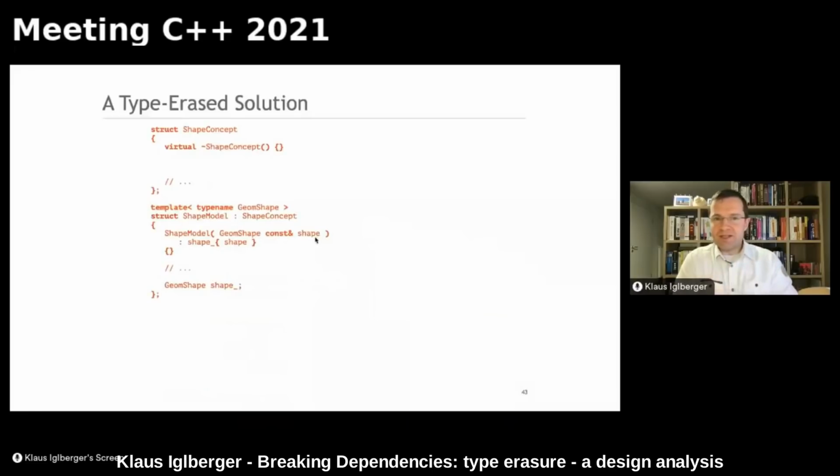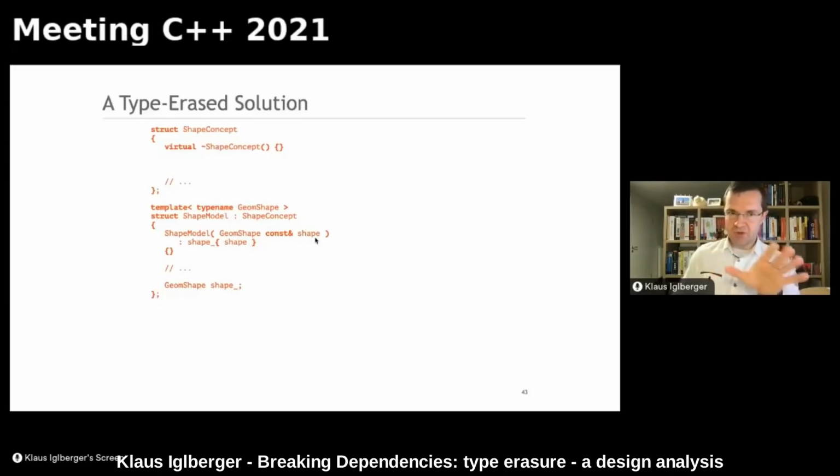We package this into these two structs. And yes, it's structs at this point. Don't worry. In a couple of minutes, this will not worry anymore. I have a struct called ShapeConcept, which is designed as a base class. And I have a struct ShapeModel, which is actually implemented as a class template, and it publicly derives from the ShapeConcept.